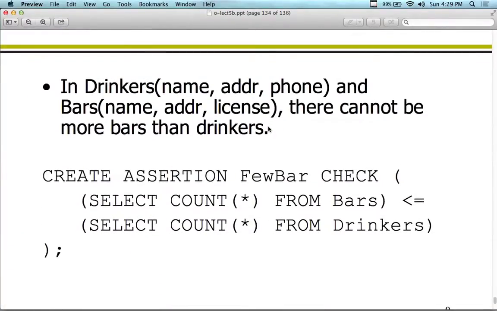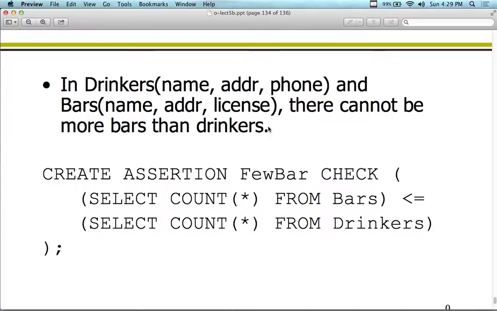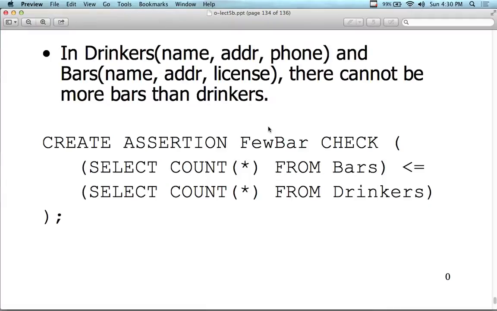Here's another one here, in Drinkers, the name, address, phone number, and Bars, which is name, address, license. There cannot be more bars than drinkers. So the assertion would run and say create assertion FewBar check. And that would be select count from Bars smaller than or equal to select the count from Drinkers. So assertions are usually run on multiple relations to check for certain conditions. We want to create the condition where we don't have any rip-off bars and we don't have more bars than we have drinkers.